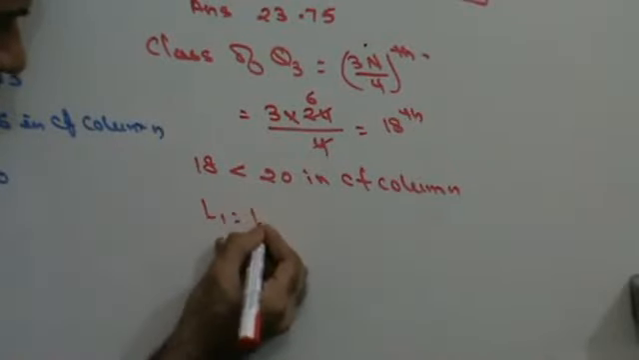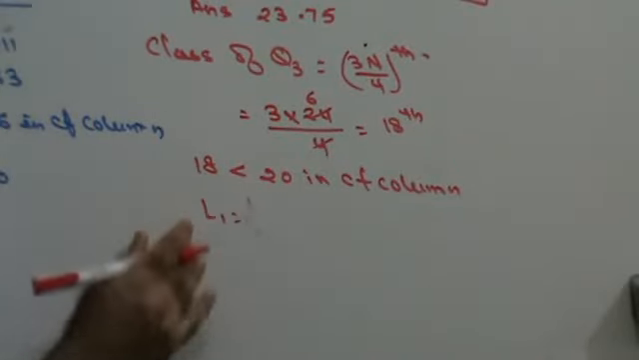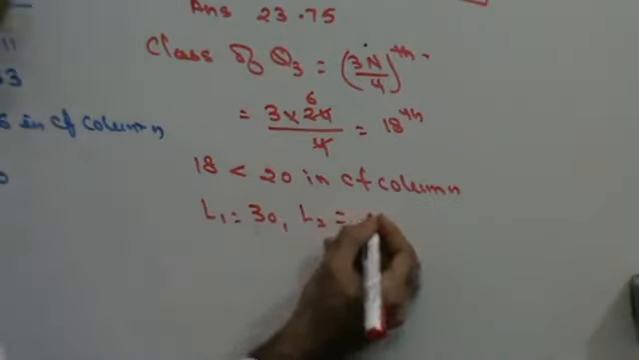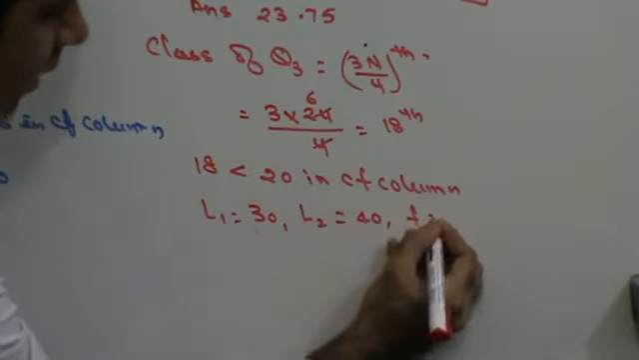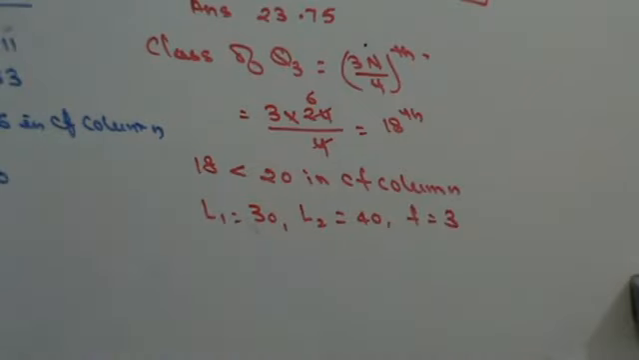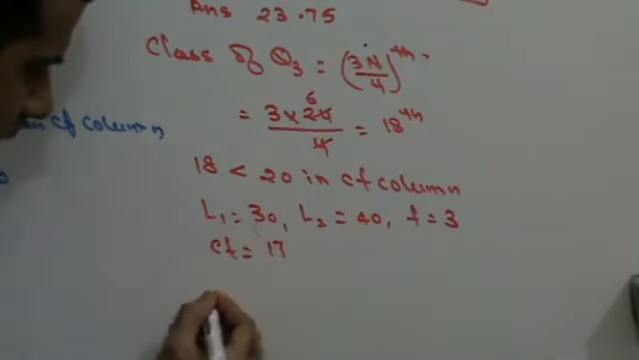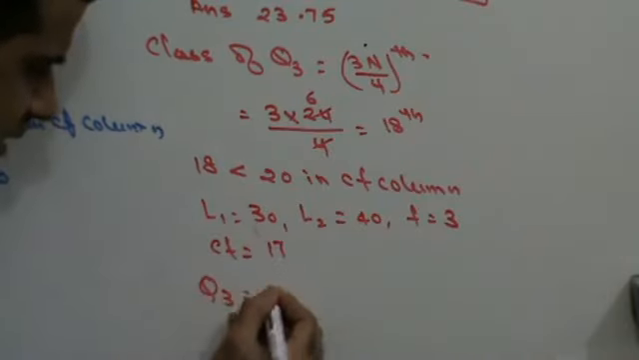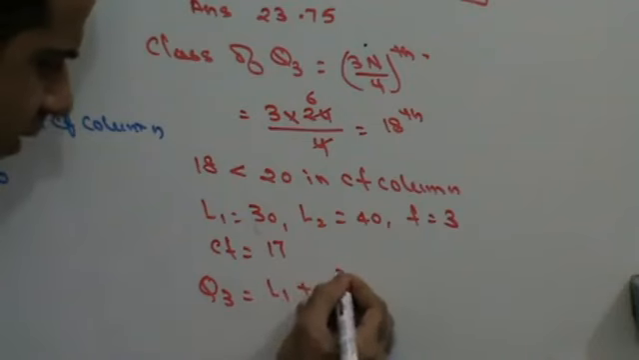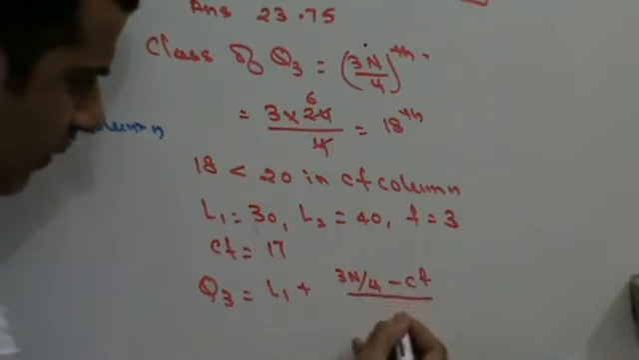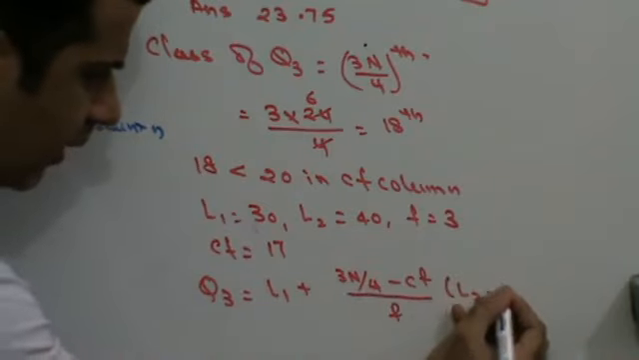Therefore, I can say L1 is 30. L2 is 40. F is 3, and CF is a number above that. So CF is going to be equal to 17. So in that case, Q3 is given by the formula L1 plus (3n by 4 minus CF) upon F, times (L2 minus L1).